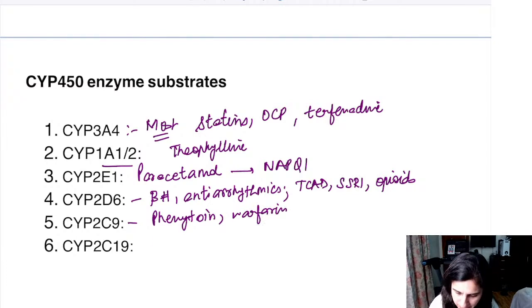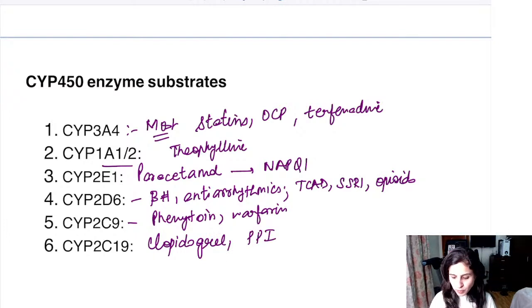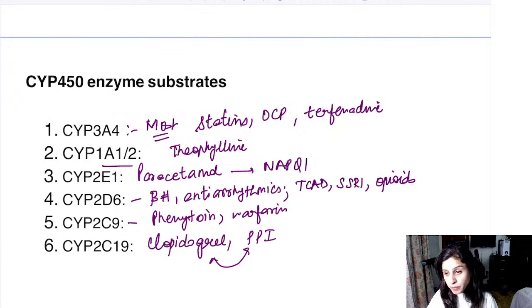CYP2C19, इसमें clopidogrel and proton pump inhibitors. These are the two important. So इनके आपस में interaction होता है. So proton pump inhibitors, they inhibit the activation of clopidogrel. So जिन patients को clopidogrel चल रहा होता है, it's not recommended to give especially drugs जो हम omeprazole and all देते हैं, not recommended to give the drugs.